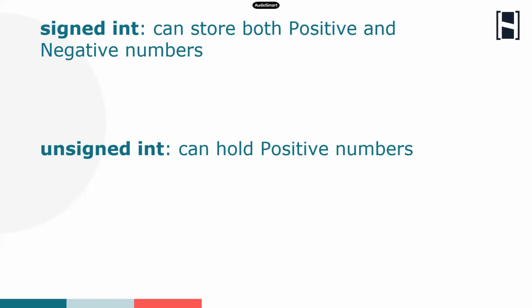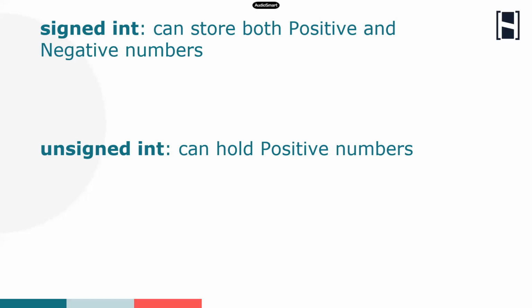So there is one category of integers which can store any type of numbers, whether the number is positive or negative. It can hold both types of value. And the second category is integers that can store only positive numbers.